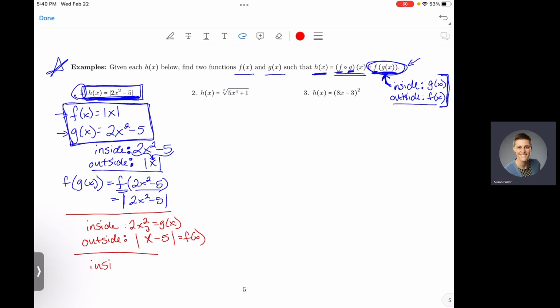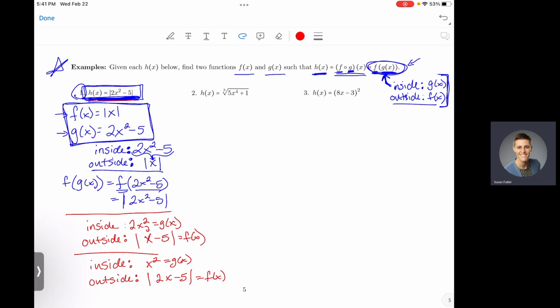Alternatively, we could also say my inside function is maybe just x squared. In that case, the outside function that x squared would have to be plugged into to get h would be the absolute value of 2x minus 5. Because if I took x squared and plugged it into x here, I would get what I started with, my h of x. So again, my inside function, g of x, could be x squared, and my outside function, f of x, could be the absolute value of 2x minus 5.